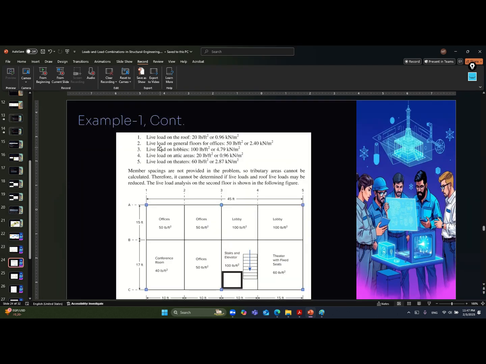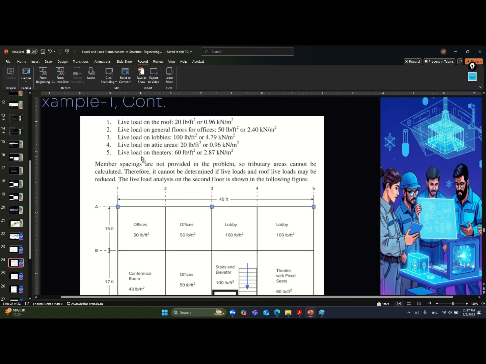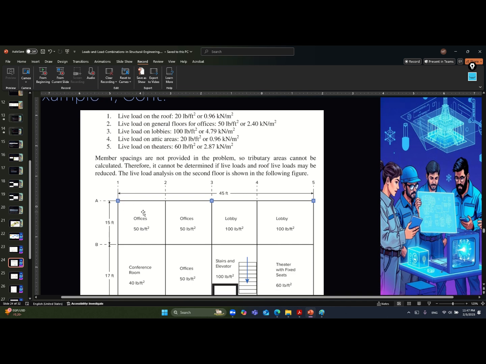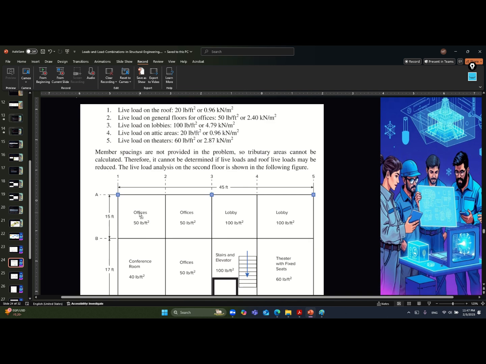The second, okay, that is a continuation of example one. The live load on the roof will be like this. That is the answer to it, and it will give you the forces that you are going to get from the table.